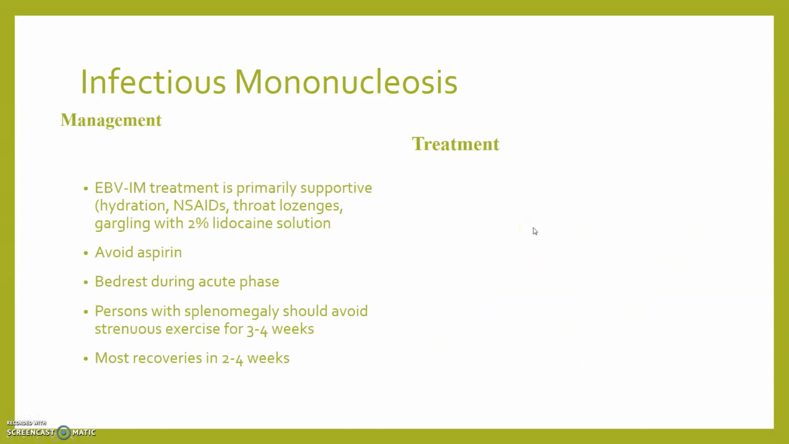Management. Epstein-Barr virus infectious mono treatment is primarily supportive. Hydration, non-steroidals, throat lozenges, gargling with 2% solution. We want to avoid aspirin because of that correlation with Reye syndrome. Bed rest during the acute phase. And then a person with splenomegaly should avoid strenuous exercise for 3 to 4 weeks or until resolution, especially contact sports. You actually have to confirm resolution through ultrasound. Most people recover in 2 to 4 weeks.